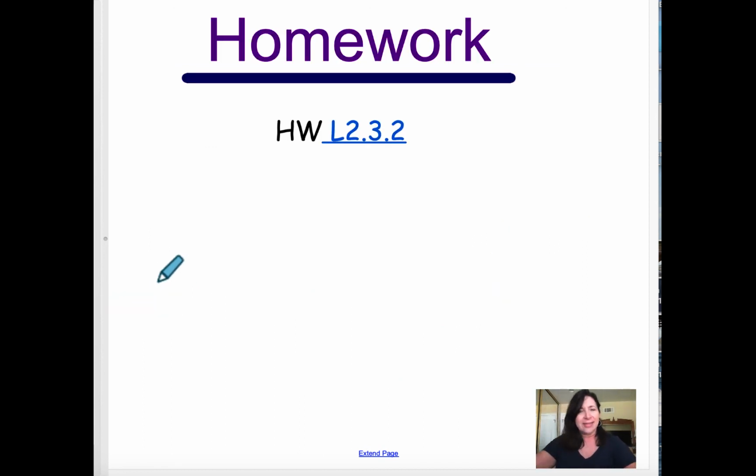So that's a really great introduction to Pythagorean theorem, geometric mean, some conditionals, and special right triangles.